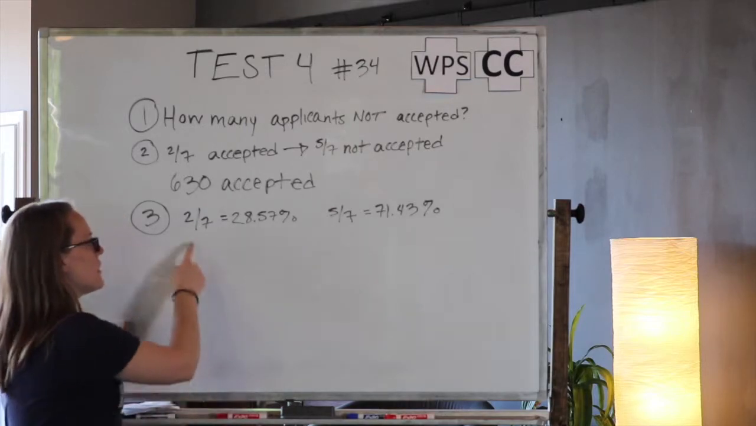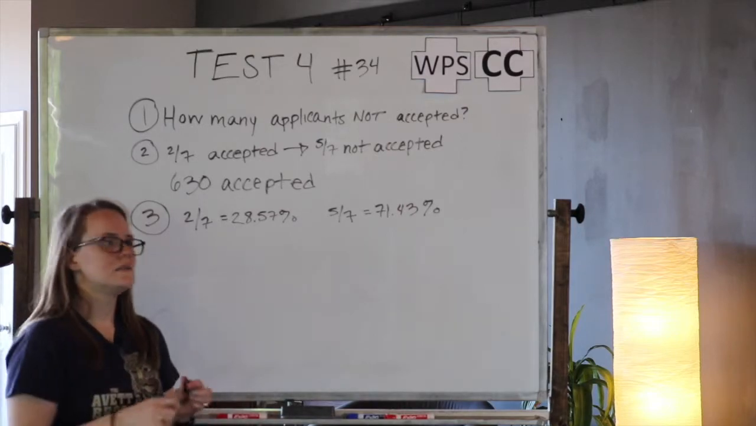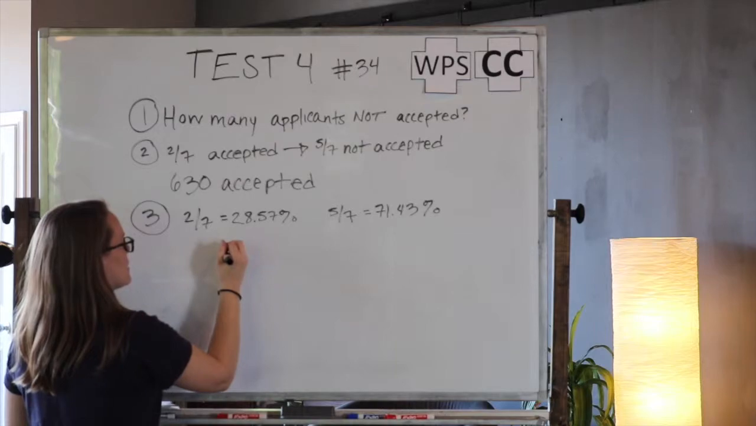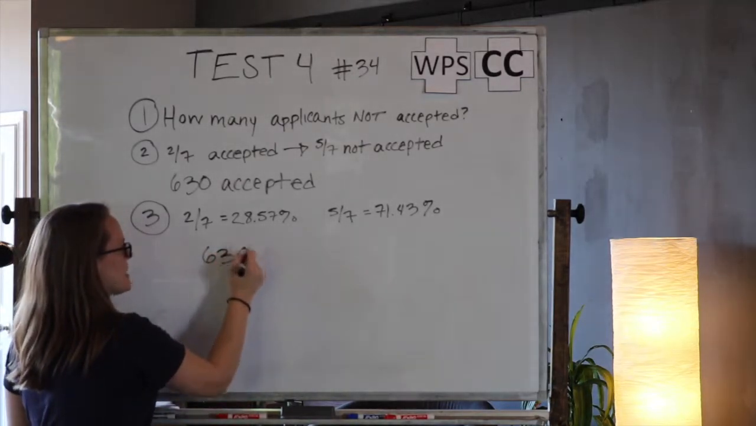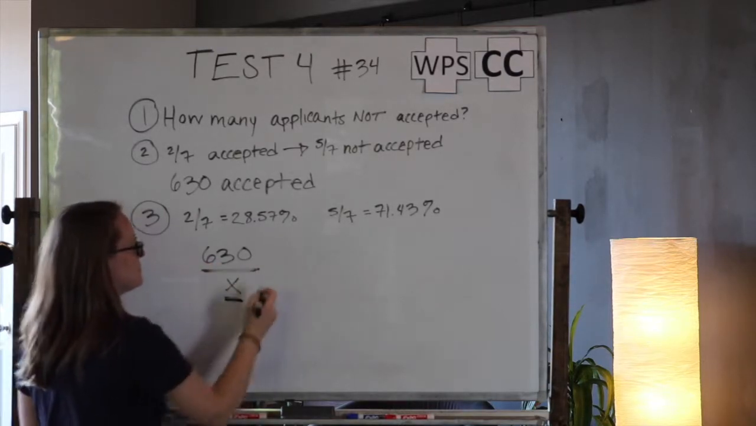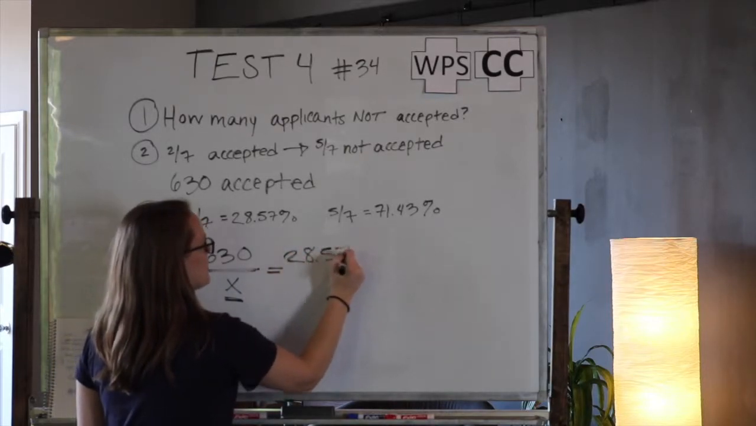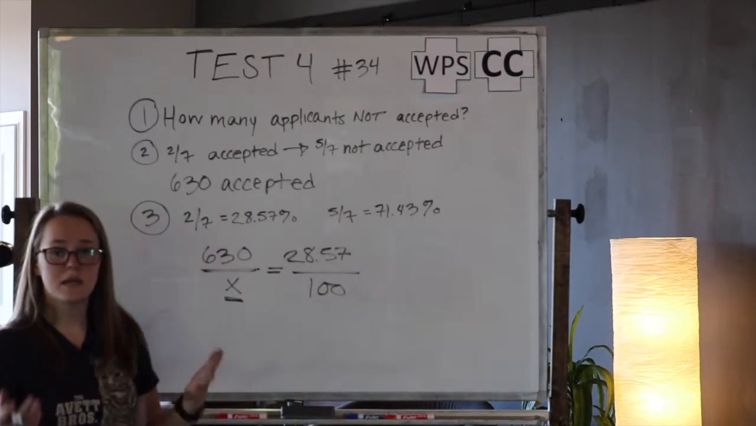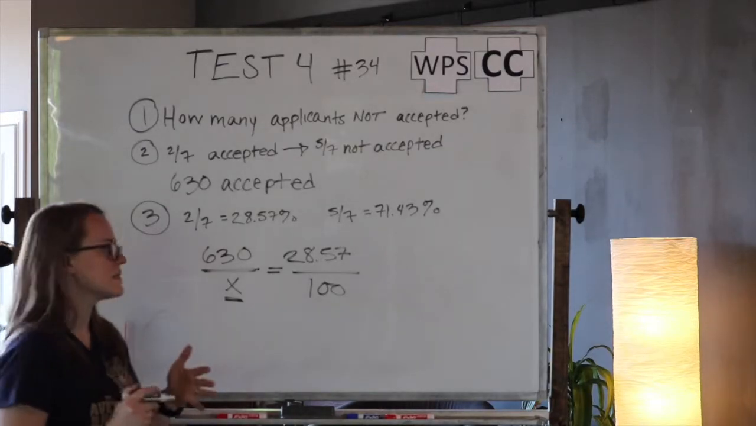So I went ahead and wrote out here what percentage these are, because what I'd like to do to solve this is set up the numbers. So 630 students were accepted out of the total number of students who applied, which is our X. And that's equal to 28.57% out of 100% of students who applied. So we're going to use cross multiplying here to figure out X, the total number of students. So that's our first step.